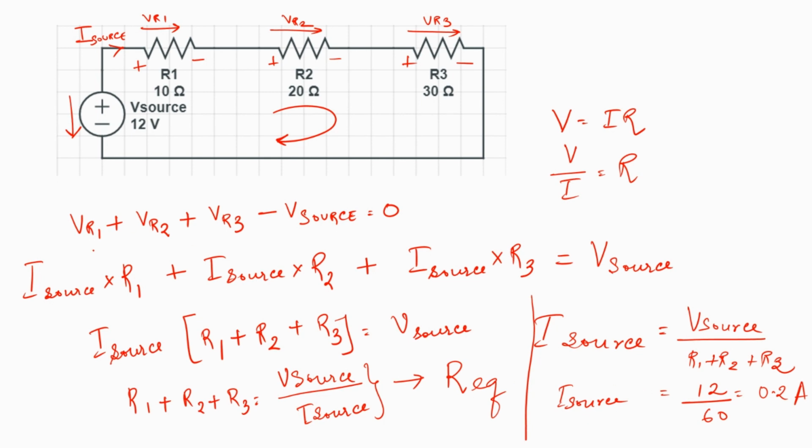Having found I source out, we can actually find out VR1, VR2 and VR3 by substituting I source's value as what has been found out and the values of R1, R2 and R3 which is given from the circuit. So here VR1 becomes 2 volts and so on. So this is how we can analyze a circuit by framing the KVL equation and applying Ohm's law and finding out the different parameters. We can do this in a simpler way by applying the voltage division rule, which we'll be discussing in our next video.